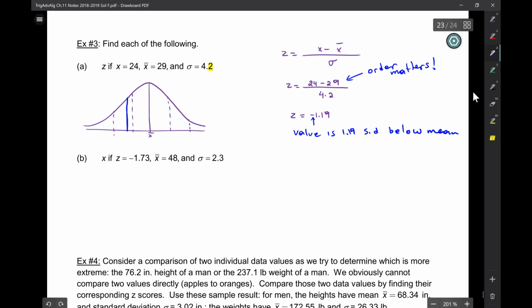Okay? That's what that means, right? So you can see how usual or unusual that specific value is.